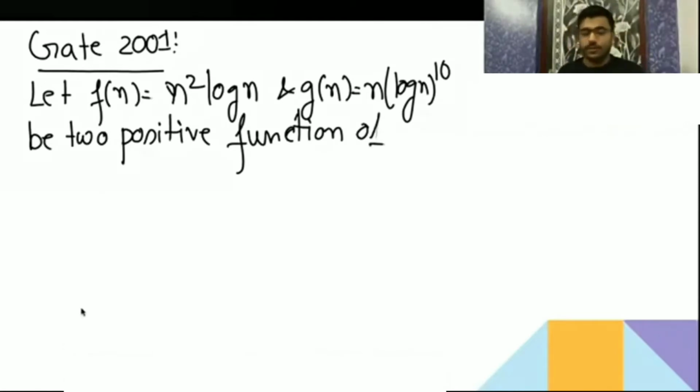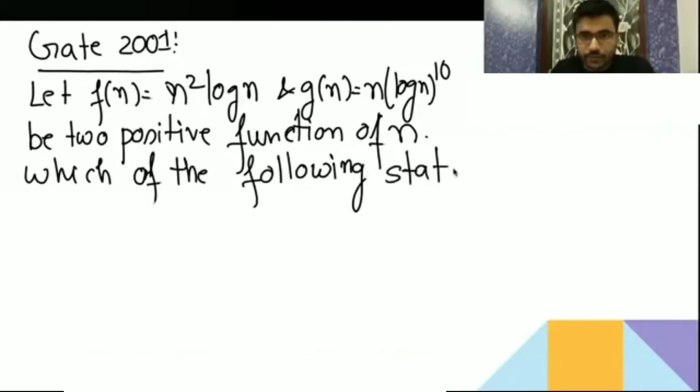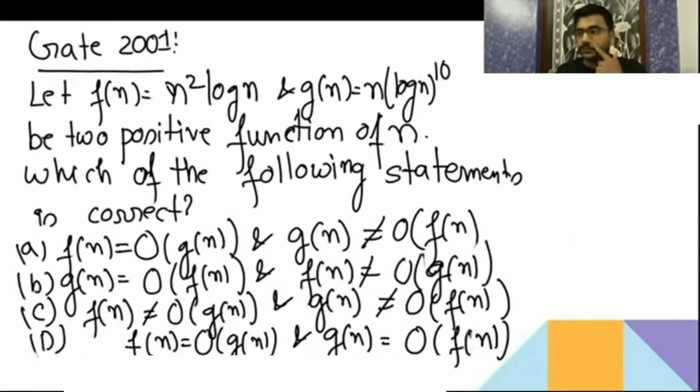Okay. So let Fn be equal to n square log n, Gn equal to n log n, be 2 positive functions of n. Now they are asking which of the following statements is correct. Now tell me which is going to be the answer. It's your GATE 2001. B is the correct one.